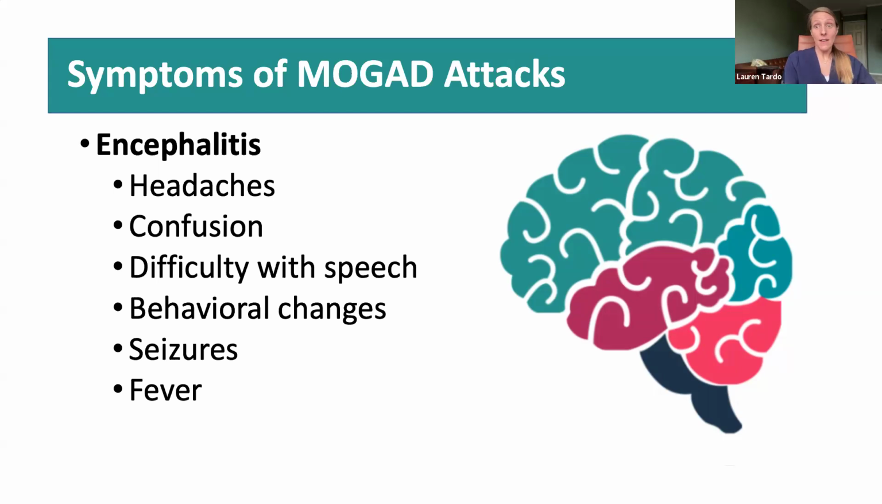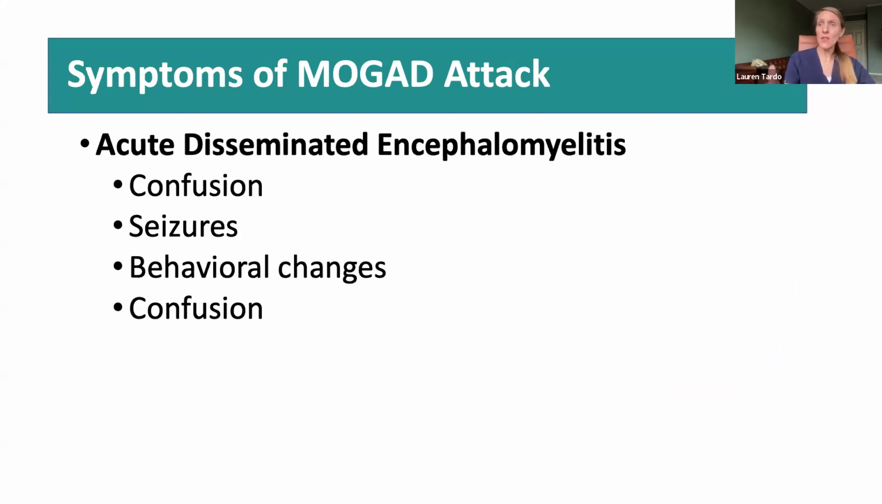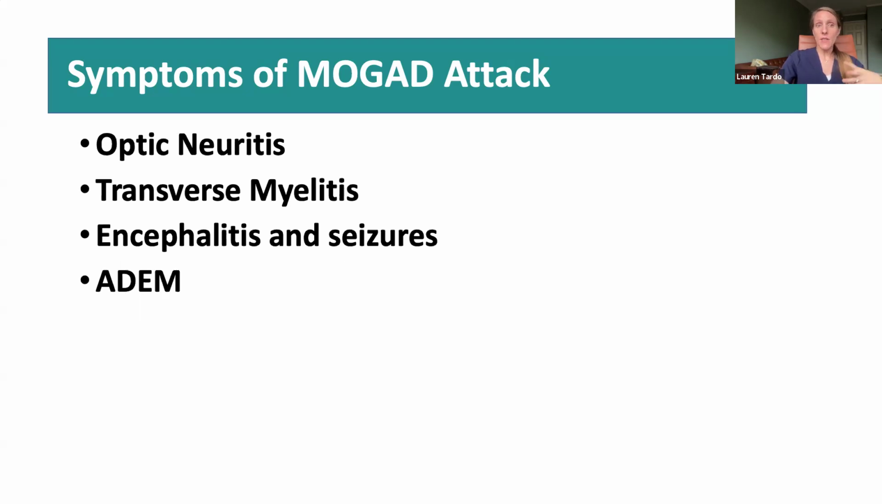And so it does happen sometimes. And then there's acute disseminated encephalomyelitis, which is ADEM. This is mostly seen in children. And what you'll notice is that the description is very similar to what we see in encephalitis, but very, very more common in the pediatric population. And so again, it's very dependent on where is involved.